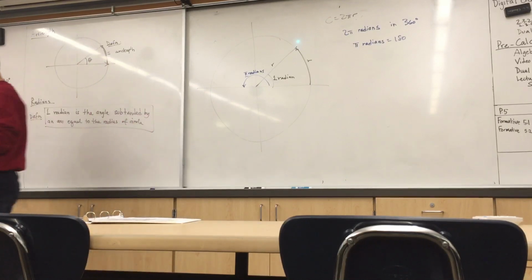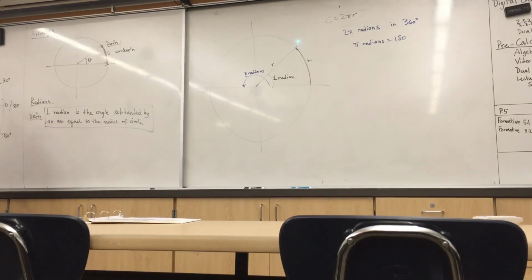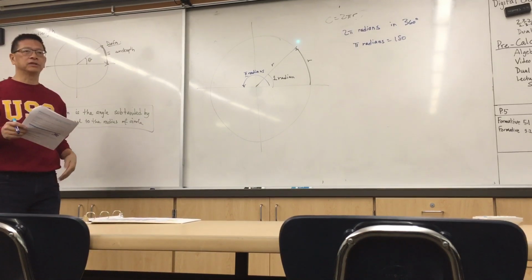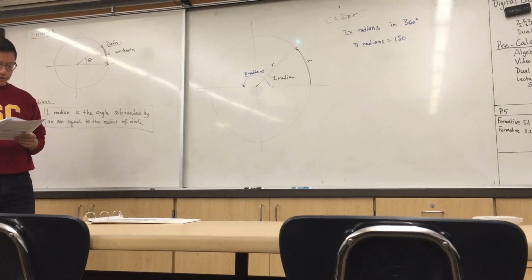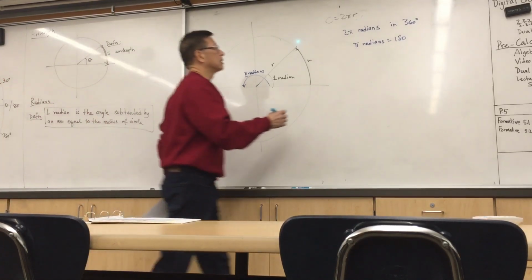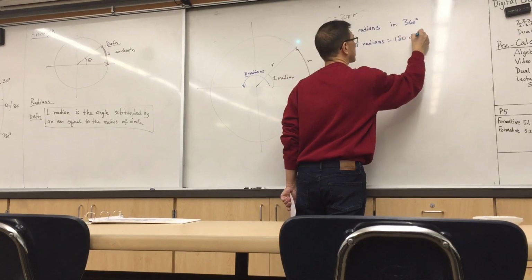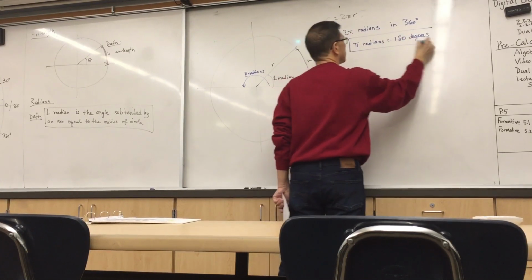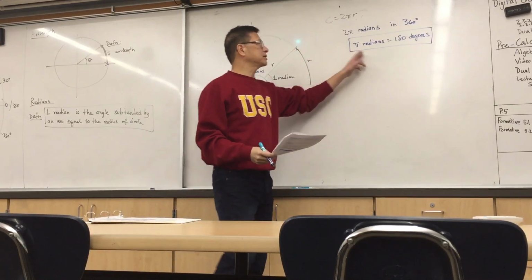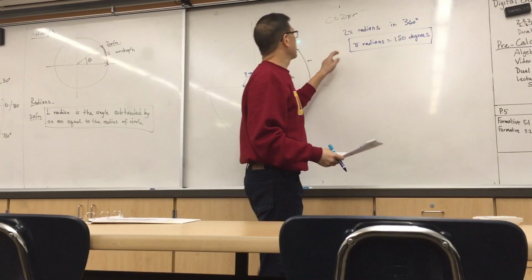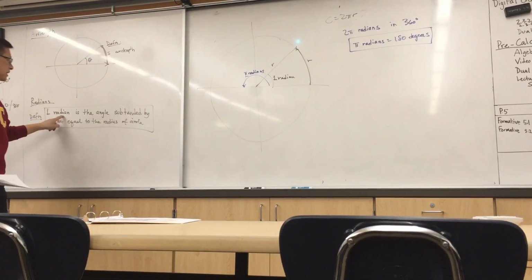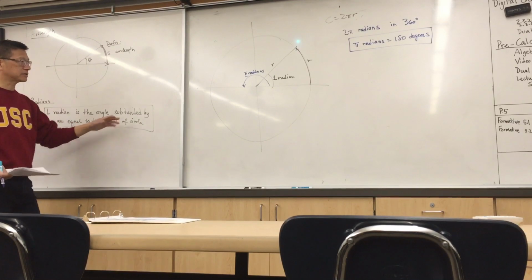The value of this is that when you measure things in radians, the arc length falls out much easier than with degrees. So when you do the problems in 5.2, it's a lot easier. When you convert between radians and degrees, you can use this conversion, but this conversion comes from this definition: 1 radian is the angle subtended by an arc equal to the radius of a circle.